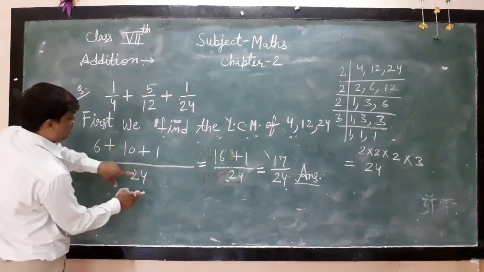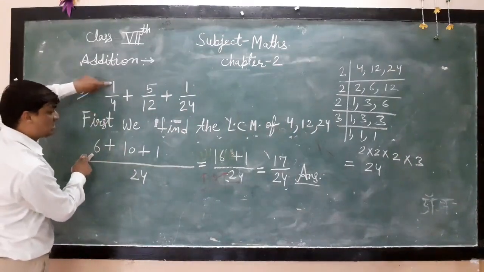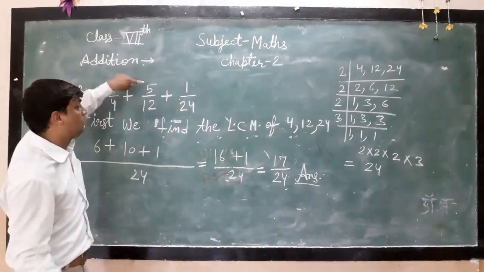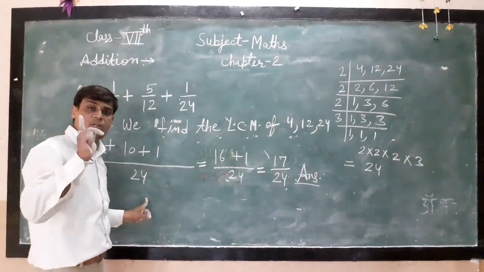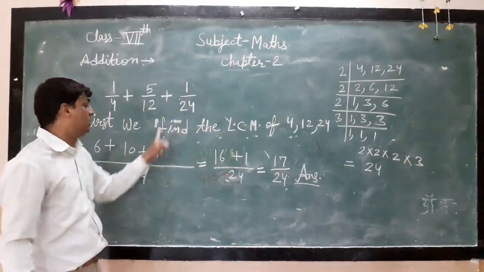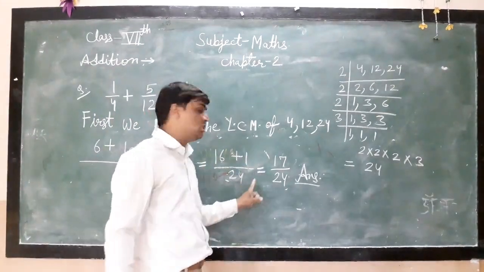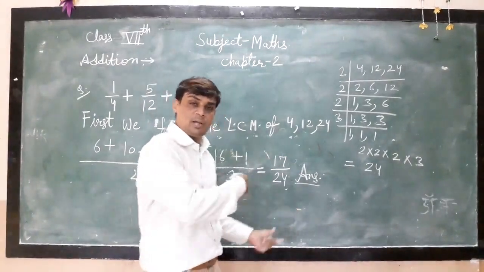First of all, 24 divided by 4 is 6, 6 multiplied by 1 is 6, plus 24 divided by 12 is 2, 2 multiplied by 5 is equal to 10, plus 24 divided by 24 is 1, 1 multiplied by 1 is equal to 1. 16 plus 1 upon 24 is equal to 17 upon 24. Write down the question.